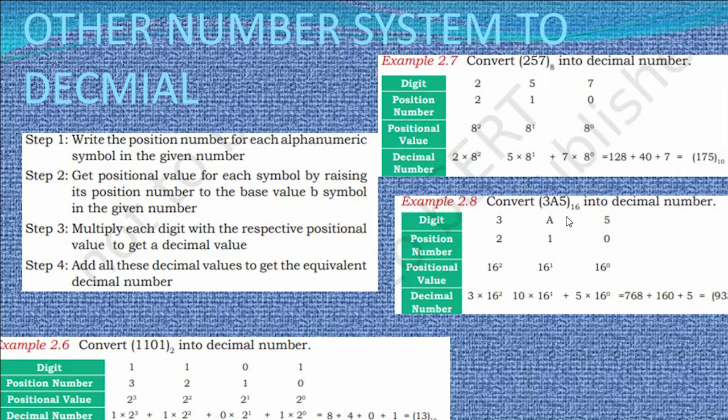Now, if you recall from the previous table I had shown earlier, A is actually 10. So what we do is the given base is 16 and we want to convert it to decimal. So 5 into 16 to the power 0 right here, plus 10 into 16, since A is also 10, then 16 squared times 3, which is given here. We add all of these up and we get the sum as 933.